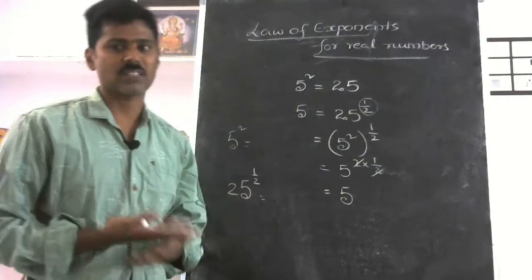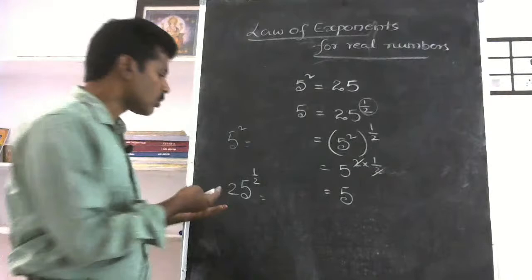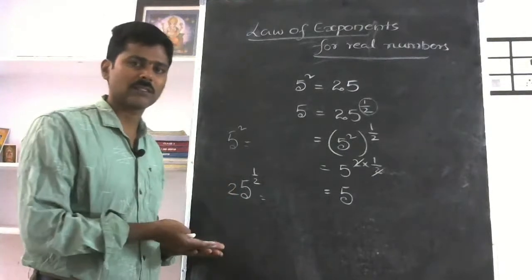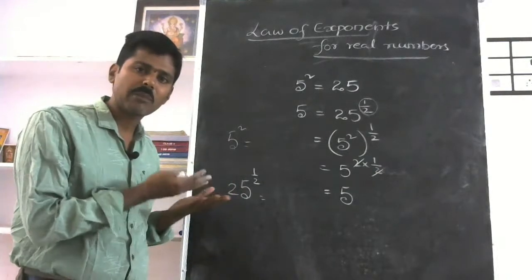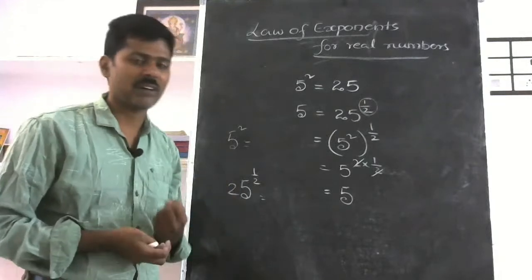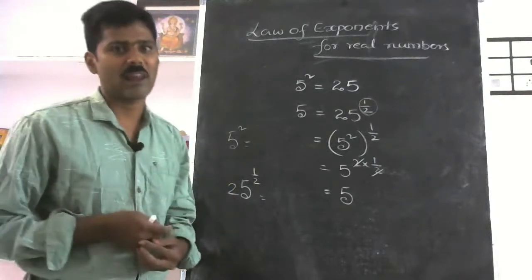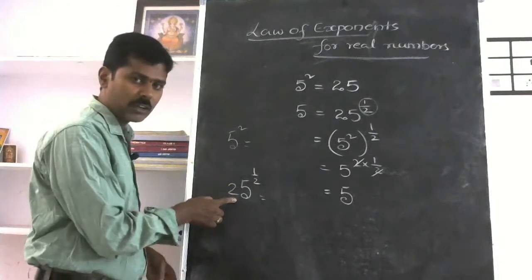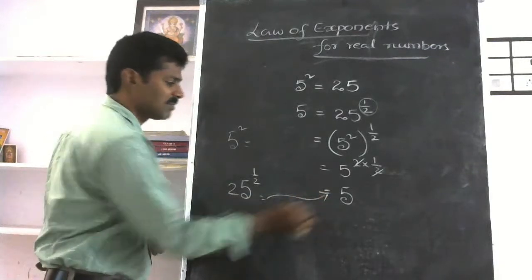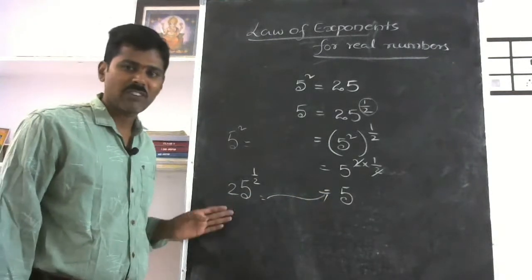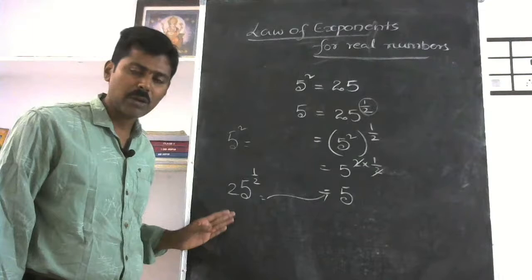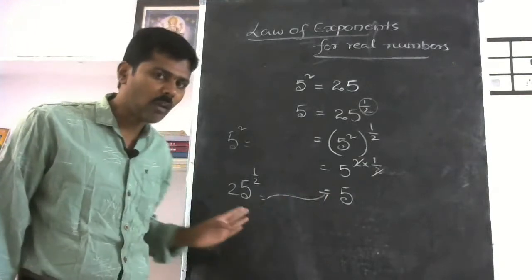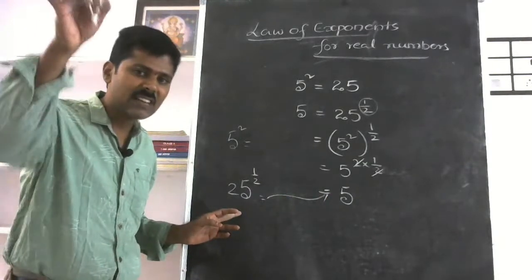That is our class today. What does 25 power 1 by 2 explain? So 25 power 1 by 2 explains a real number. It's also a real number. It's a real number which equals 5 here. 25 power 1 by 2 is a real number which equals 5. But you cannot explain this with the basic definition.